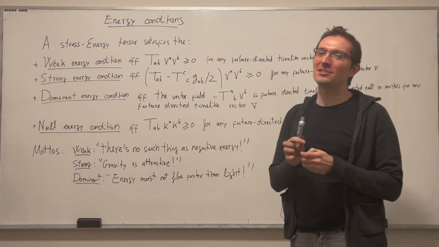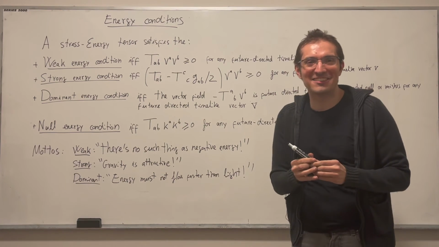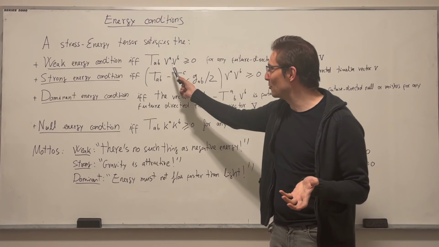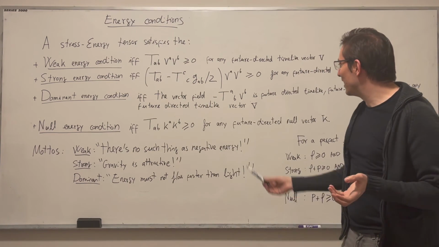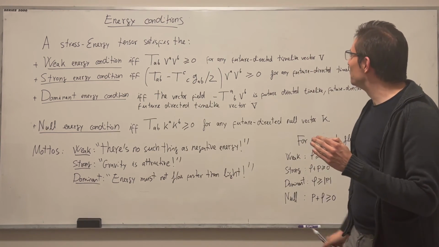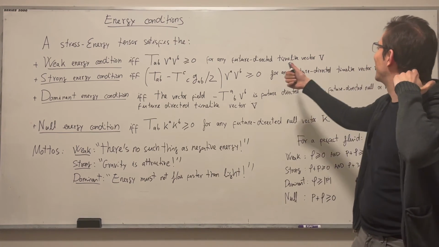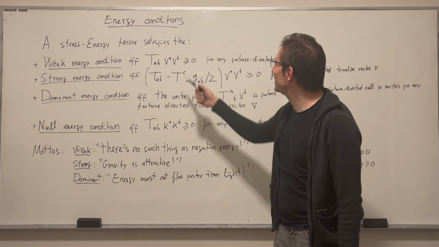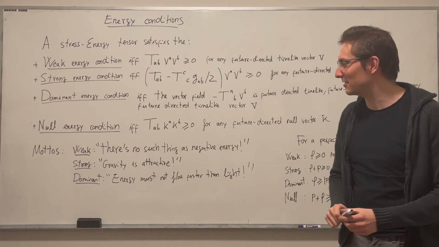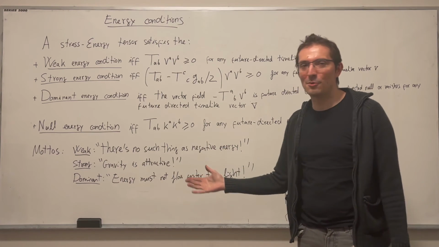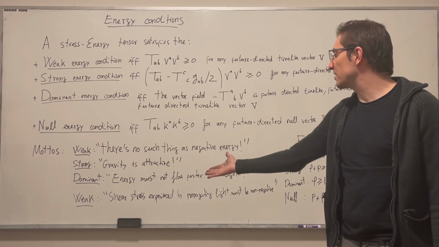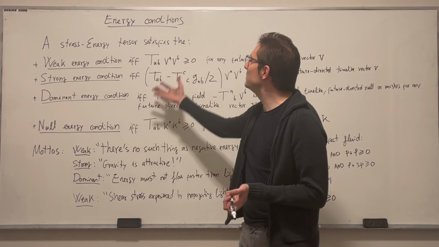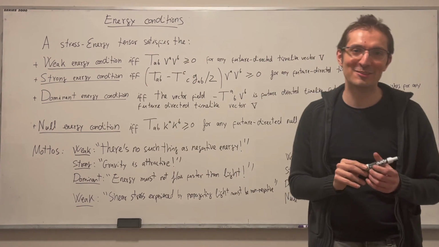That's arguably the most difficult to give a catchy motto. You can think of it as a limiting case of the weak energy condition. In the limit of really, really fast future-directed time-like vectors that become null, something like the weak energy condition has to be satisfied. If we want to give it a motto, it would be something like this: shear stress experienced by propagating light must not be negative. Again, you can think of it as a weaker version of the weak energy condition.